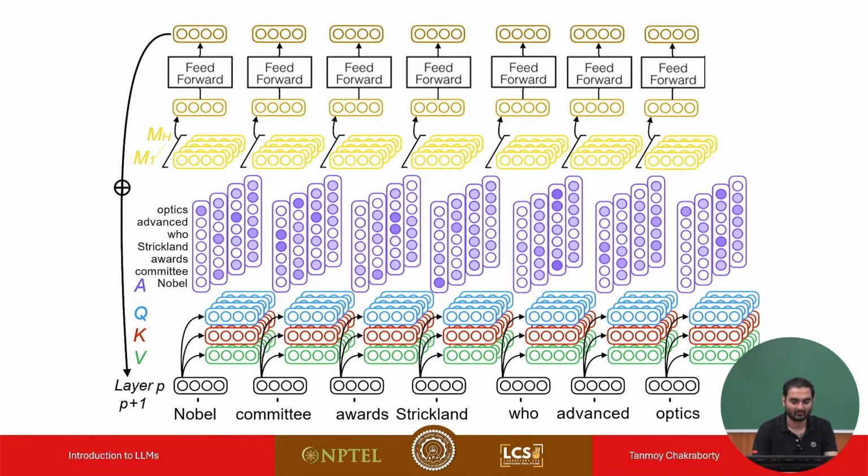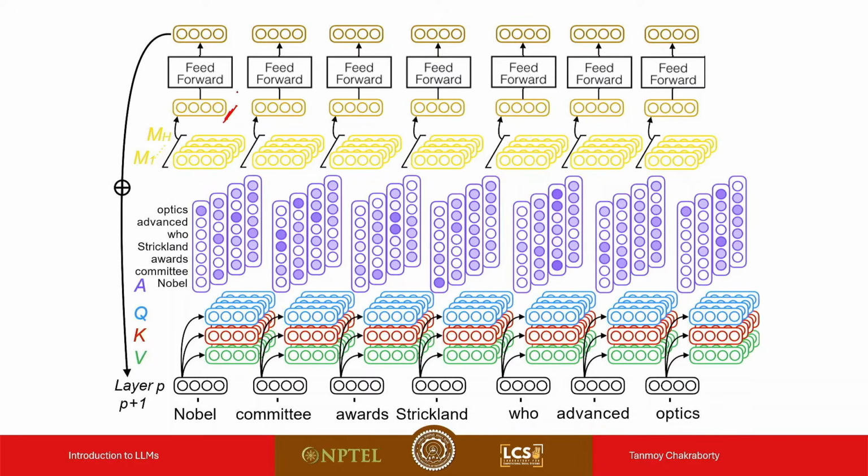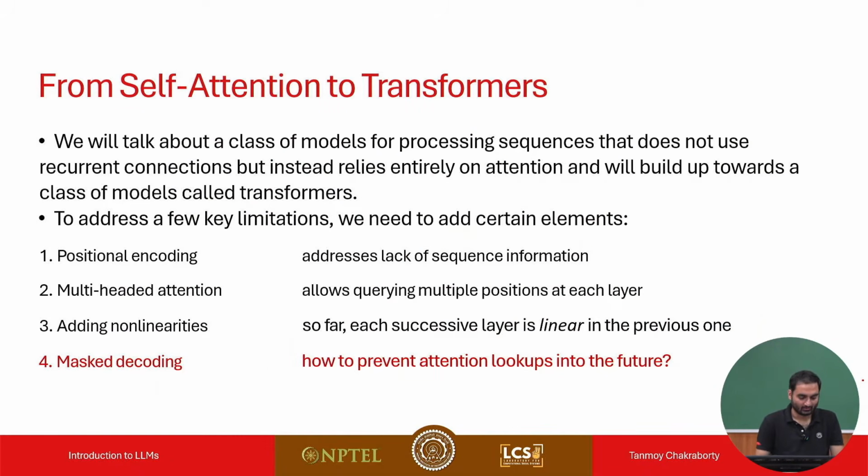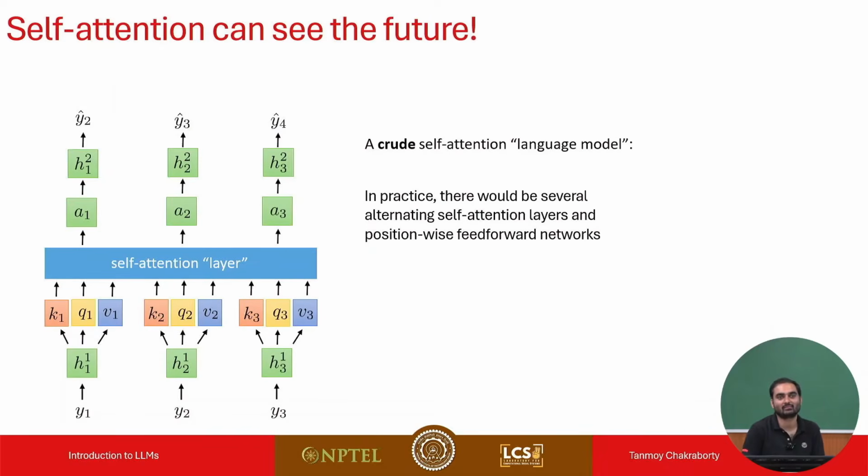Okay, let's move on. Now this is the resultant picture. So far we discussed up to this part. Now we have a feed forward network which will result in another vector. Okay, so we have added non-linearity. Now let's look at masked attention. We have missed out some very subtle details in self attention.